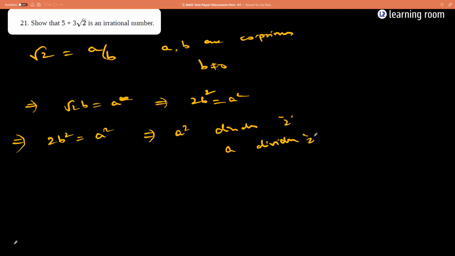Then what can you say? So we take a is equal to 2c, where c is any integer. A square is equal to 4c square. Now what will you get? B square divides 2. So b also divides 2. This contradicts the fact that they are co-primes. So it is not a ratio. Then you can say the sum of a rational number and an irrational number is going to be irrational.